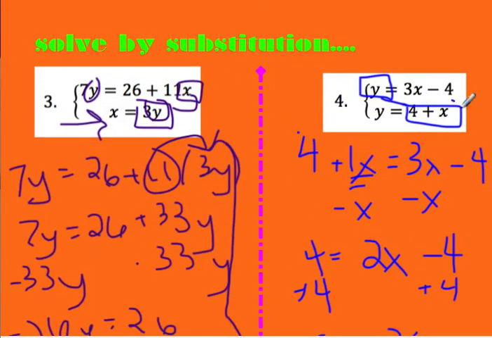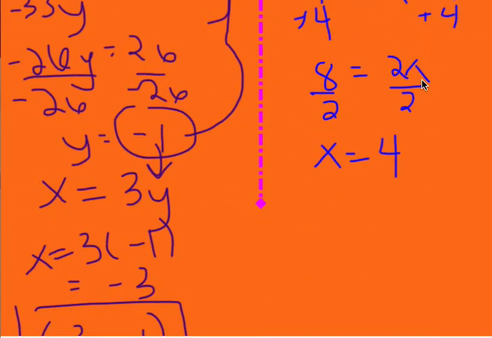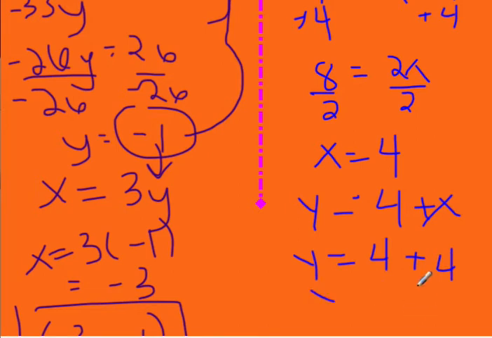So I can plug that x in here or here, and it doesn't matter which one you pick. Both of them are pretty easy, but I'm just going to use the second one because that's what I've been doing. So I'm taking y is equal to 4 plus x, and instead of writing x, I'm going to plug in 4 because that's what x is equal to. So y is equal to 4 plus 4, which is 8.